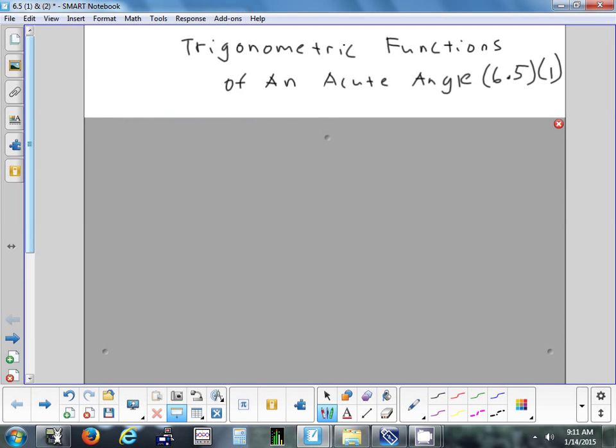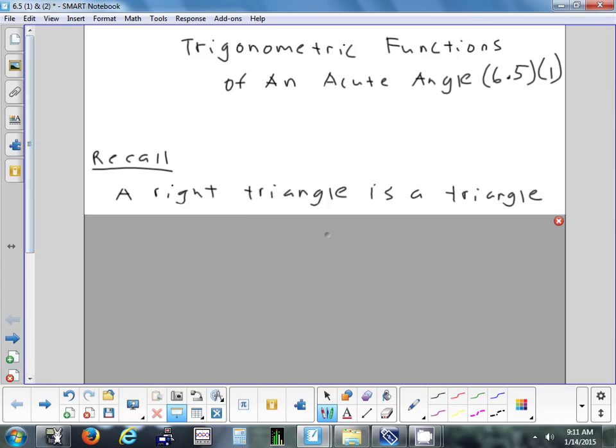Right, so today we're going to start section 6.5, which is basically right triangle trig. The idea of right triangle trig is they give you a little bit of information, and they ask you to find out other pieces of information about the triangle. How long are the sides? How big are the angles? That's kind of the goal of what we're going to do.